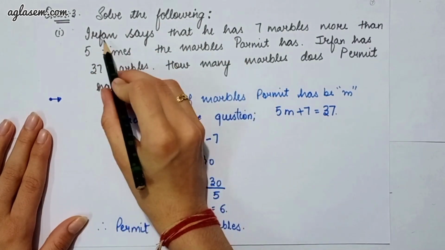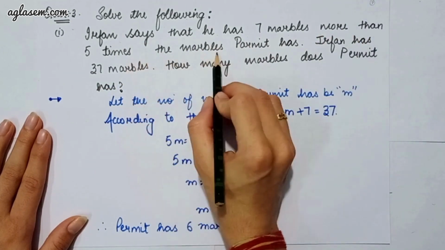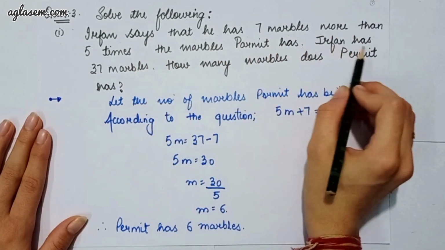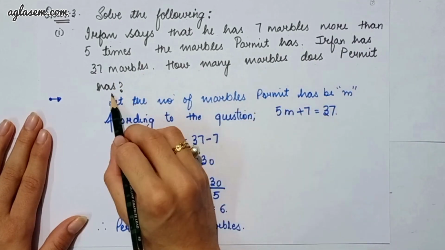Moving to our third question, which says solve the following. First part says Irfan says that he has 7 marbles more than 5 times the marbles Parmit has. Irfan has 37 marbles. How many marbles does Parmit have?